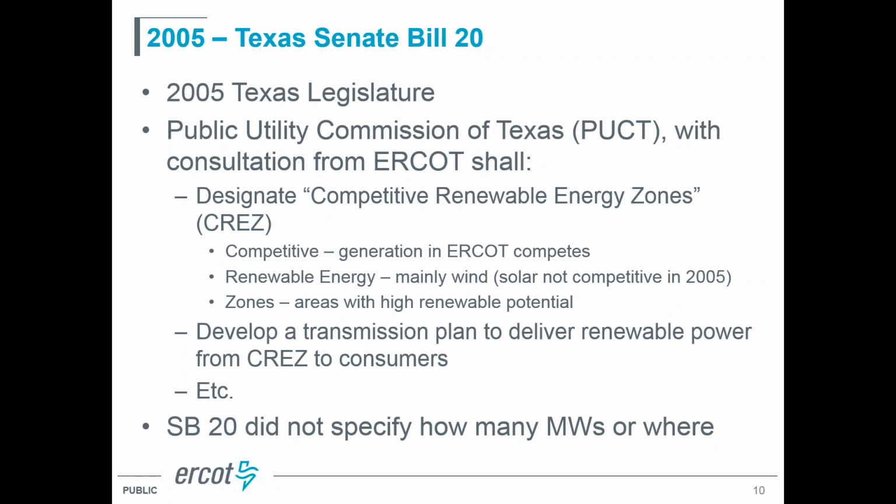And so the law required that the PUC was going to have to designate these zones, and that they were going to have to develop a transmission plan to deliver the power from those CREZ zones to the consumers. There's more details in that bill that I'm leaving out here, but one key I did want to point out, and this is maybe a little bit unique, is that there wasn't really any discussion in the bill. It didn't specify how many megawatts they were to include in these CREZ zones, or where the CREZ zones were to be located. So the legislature really left that up to the regulators to decide.